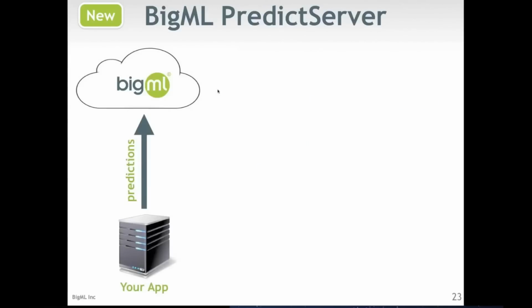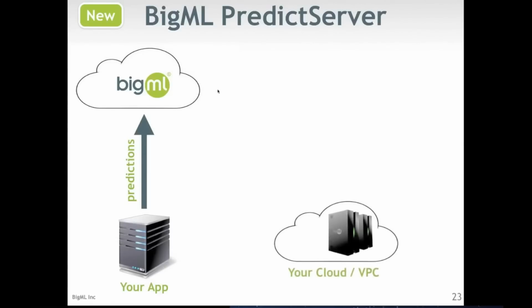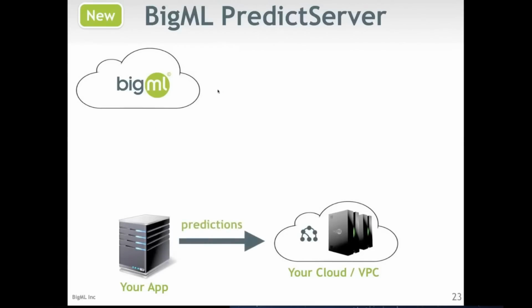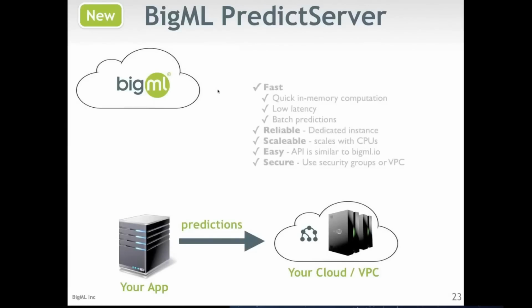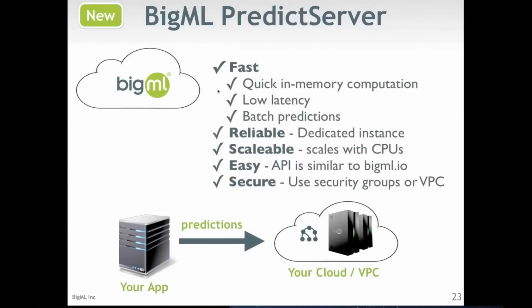Here we can imagine you have an application that's using BigML to make predictions. You simply deploy the predict server in your own cloud account or VPC, and then tell it what models and ensembles to download from BigML. Then you simply change your application to use the predict server for predictions. It's that easy. And the low latency in-memory write-nothing predictions are super fast and scalable. In fact, the performance automatically scales with the number of CPUs in the predict server instance.